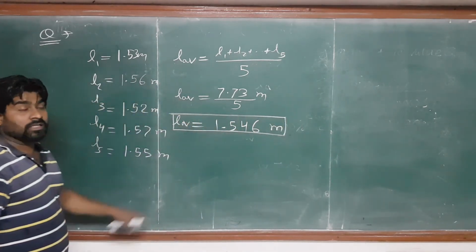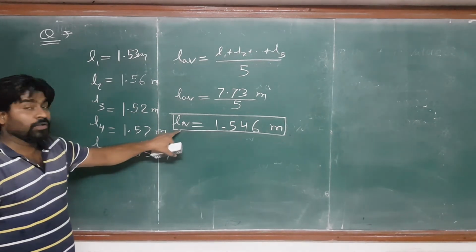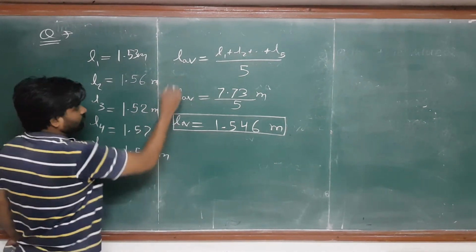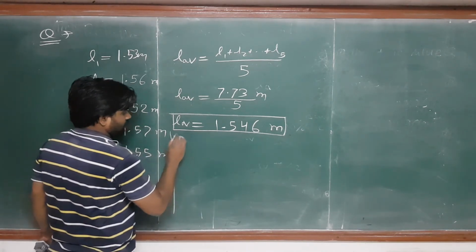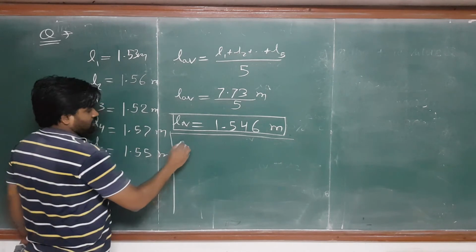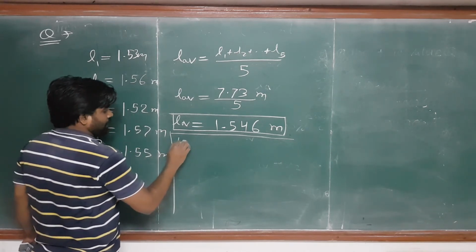So we got this. This is called the which value? Absolute. Okay. No, not the absolute. No, I have to take that. That's called the mean, right? And the next process is the absolute error.